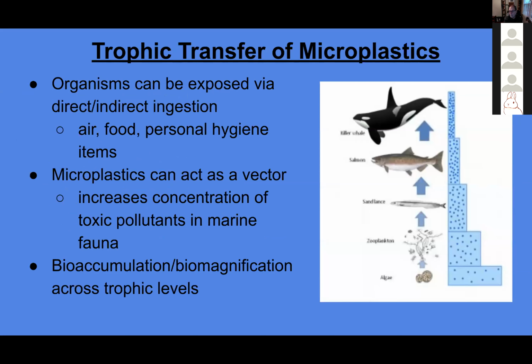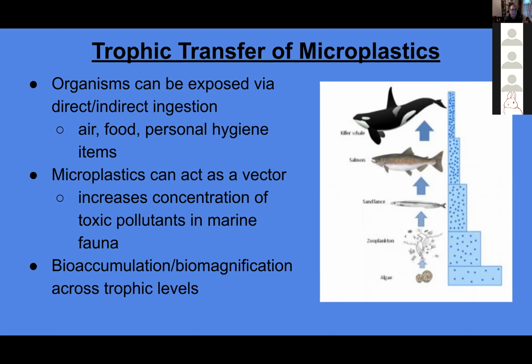Okay. So for the trophic transfer, organisms can be exposed to microplastics through direct ingestion of particles in contaminated air or water. Microplastics can also act as a vector for the spread of persistent organic pollutants because the plastic particles can absorb and transport a lot of different toxic chemicals. So if we look in a single trophic level, we can see how plastic particles can bioaccumulate, meaning that they gradually are accumulated as an organism ingests them at a faster rate than they can be excreted.